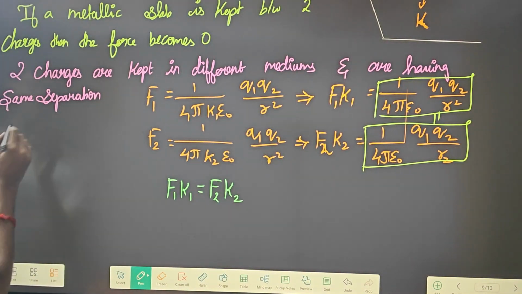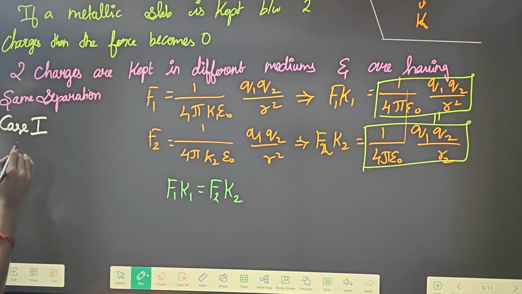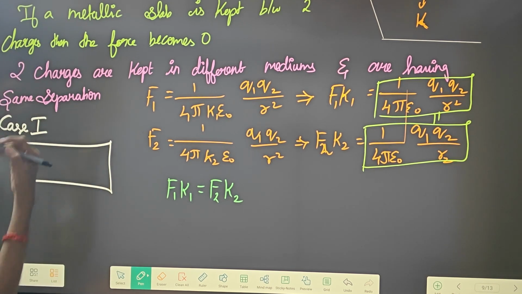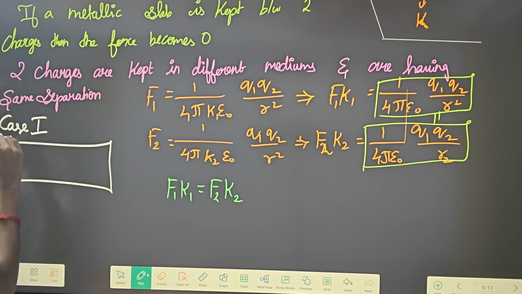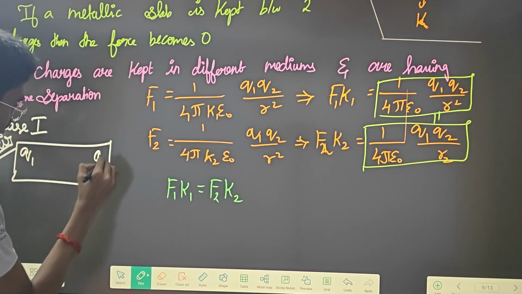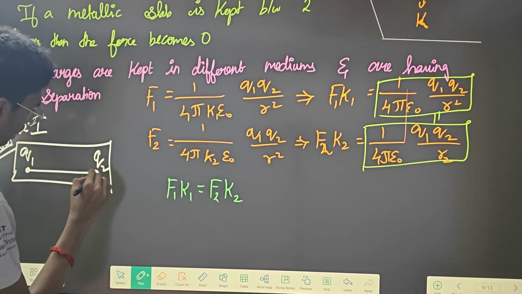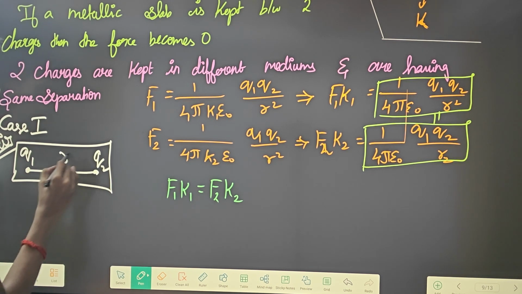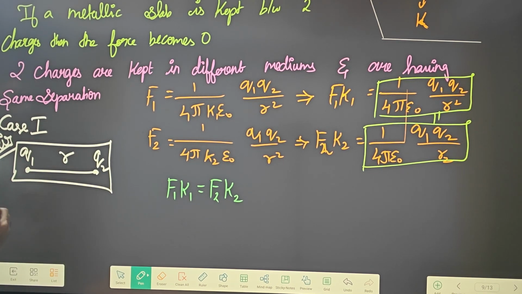See, case one: this is in air. Let us keep that this is in air. Here it is q1 charge, here it is q2 charge, and these two are having some distance. Let us take this as r distance. Next I have kept it in water.